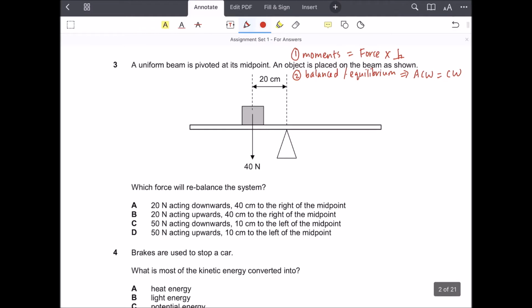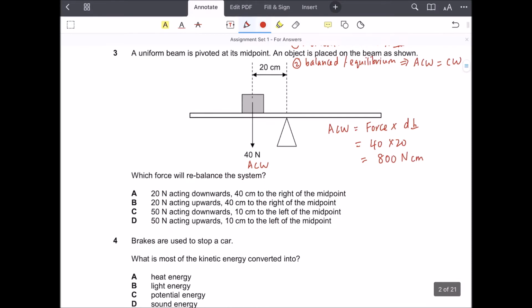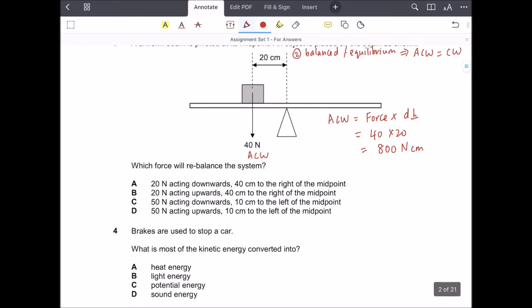So let's take a look at this picture. The first thing that you'll notice is that this 40 newtons is going to give me an anti-clockwise moment. So I'll write that down. The anti-clockwise moment is force times distance, which is perpendicular. So it will be 40 times 20. And this will give me 800 Newton centimeter. So I can leave my answer in centimeter. This is okay for this question.